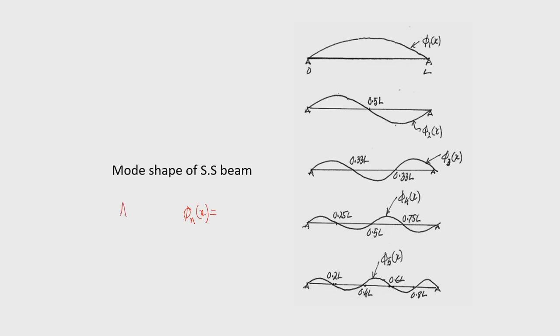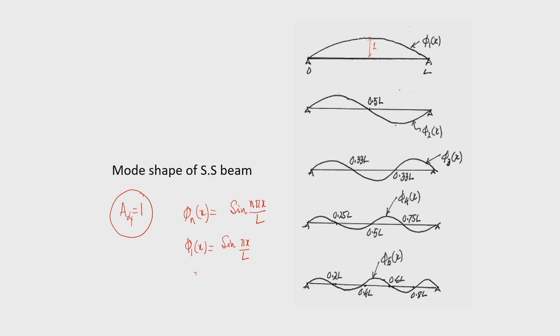I am taking A4 as 1 for plotting purpose, but this is also one rough way of normalization, that is taking the amplitude as 1 unity, so other amplitudes are proportional according to that. So phi n x equal to sin n pi x by L. If I put n is equal to 1, I get the first mode shape, sin pi x by L. This shape is obvious. At x is equal to 0, the value is 0, and at x is equal to L also it is 0, because sin pi is 0, and at x is equal to L by 2, you get the maximum amplitude, so that is taken as 1.